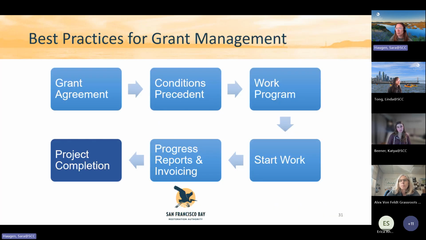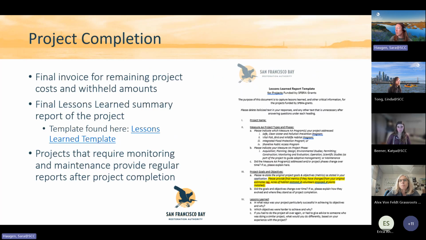That brings us to project completion. So this is when you've finished everything, you've done that report, you've built that thing you were going to build or restore. What you'll submit is a final invoice for any remaining project costs and your withheld amount that we've been keeping. You'll complete a final lessons learned summary on the project.